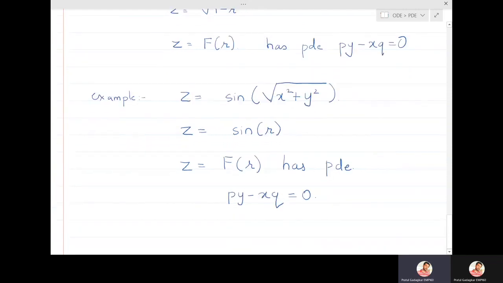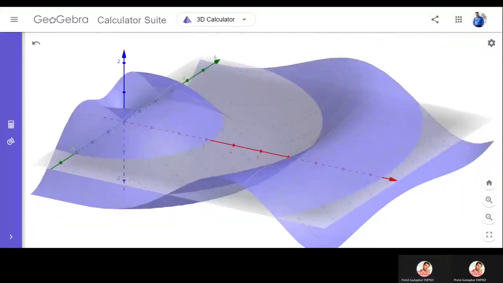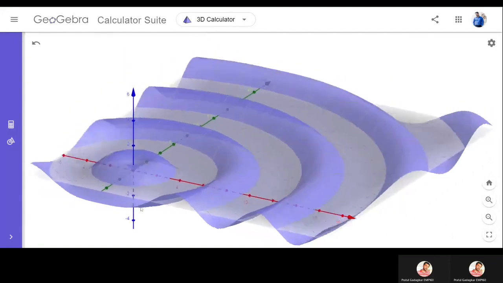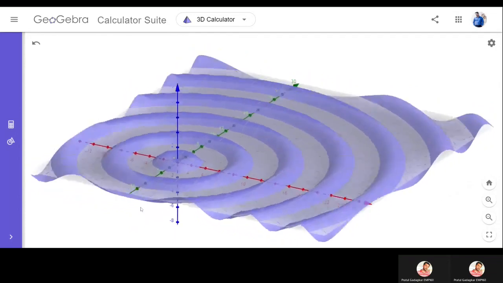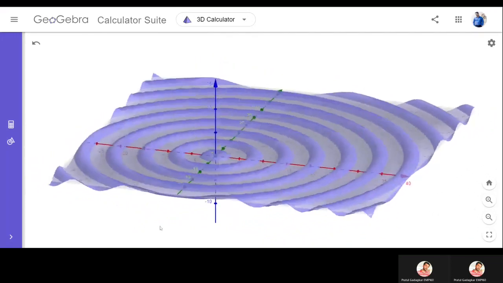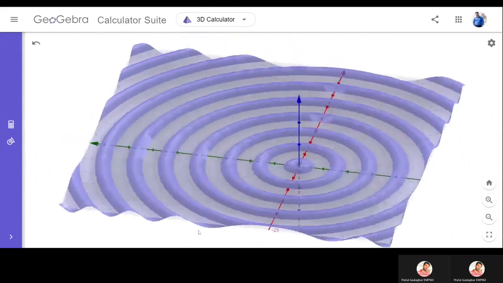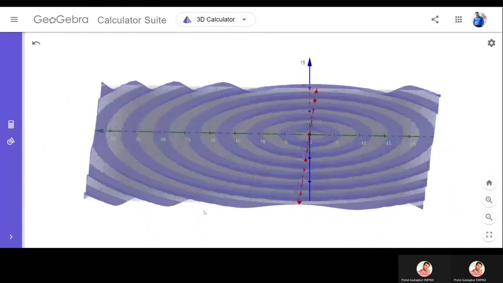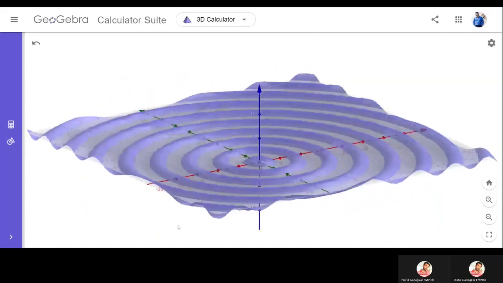Let us quickly see what this surface exactly looks like. So this is the surface sine of square root x square plus y square. Now we'll go a little bit far away and see this object. We'll see that this function looks like waves of water. So this is the entire picture of this particular function. I will just rotate and show you. It is as if we have dropped a stone in the water, and these are the waves created because of that.